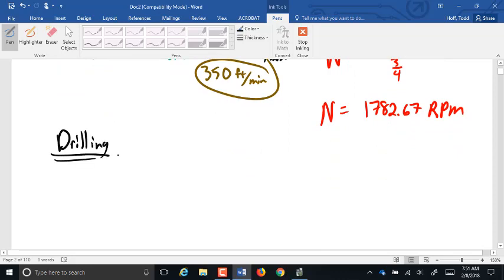Drilling is also looking at a rotating tool. So whether it's a mill or whatever, a drill is still a spinning tool. Let's see. So you've got a 1/2-inch drill. Now let's do a 1/2-inch carbide. Actually, no, we don't have the chart for carbide. It's a 1/2-inch high-speed steel drill. And we're looking at drilling carbon steel.